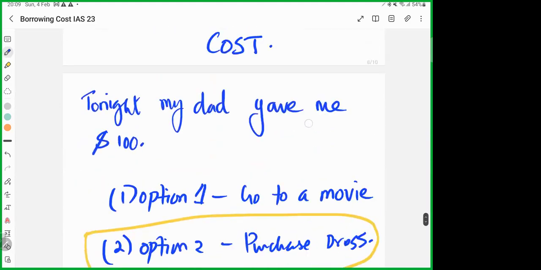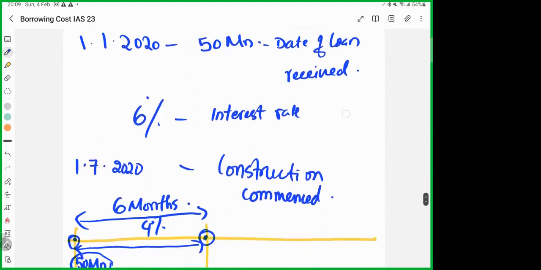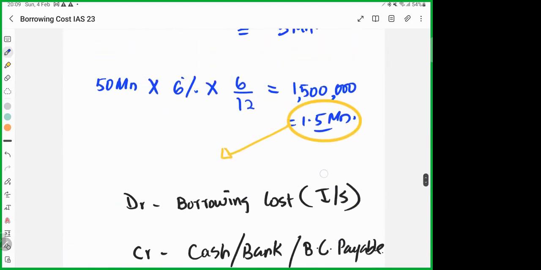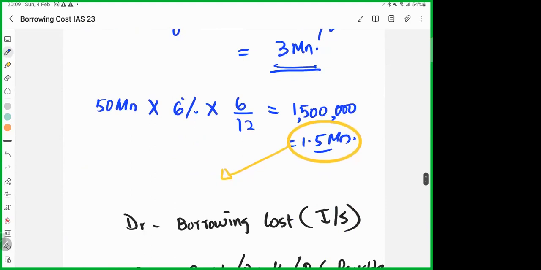you have the expense for the full year 3 million, correct? This is the total borrowing cost for you. But for the first 6 months, your expense is 1.5 million. That also we understood.